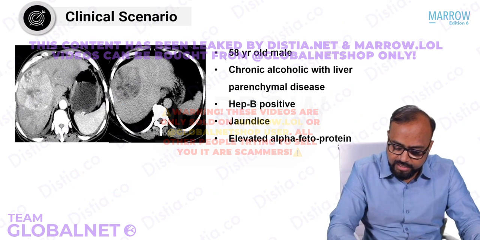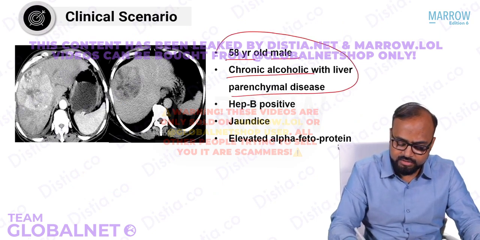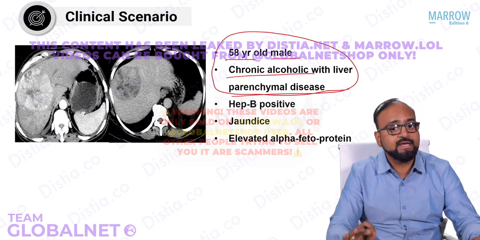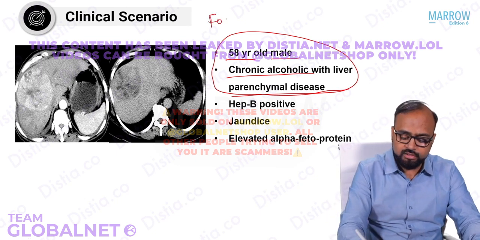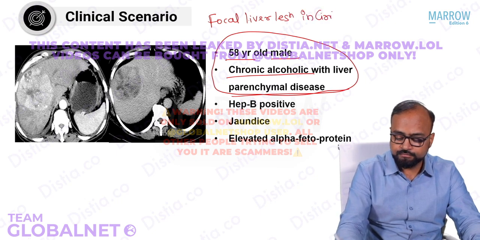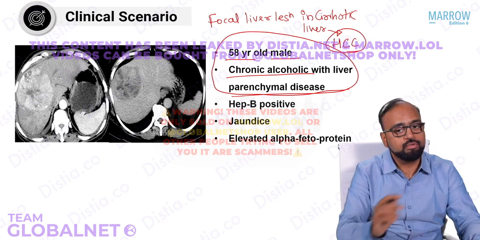See here. Elderly male who is a chronic alcoholic with liver parenchymal disease. This is enough for a diagnosis. Remember, if you see chronic liver parenchymal disease or liver cirrhosis, a focal lesion, remember clinically this is what we follow: a focal liver lesion in a cirrhotic liver. Unless proven otherwise, it is hepatocellular cancer.